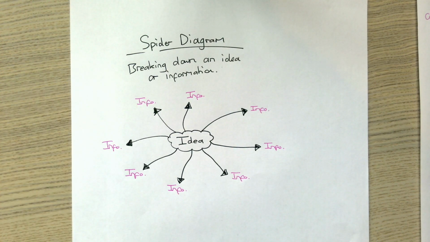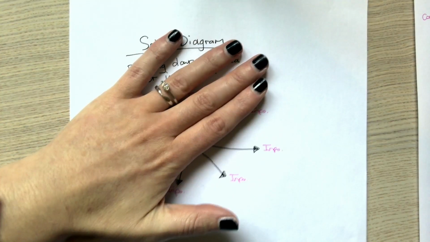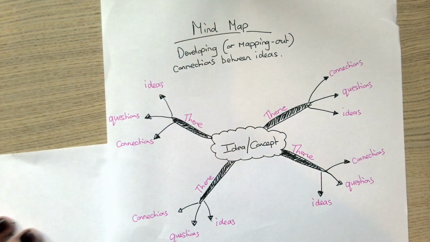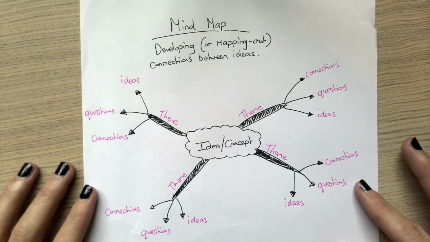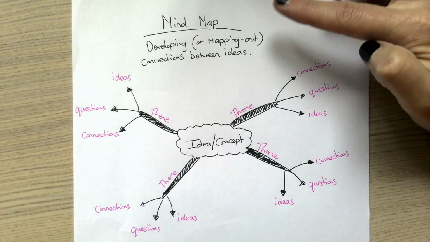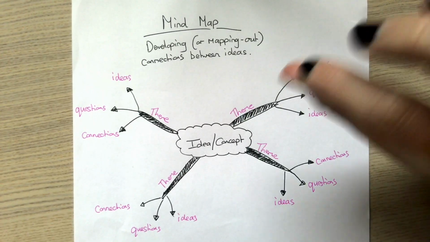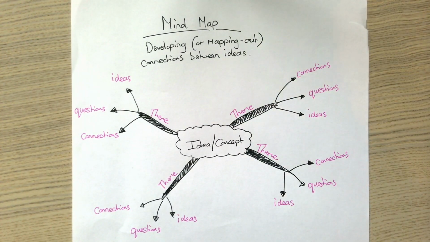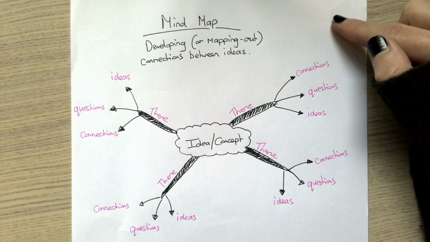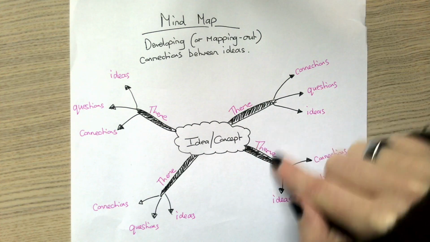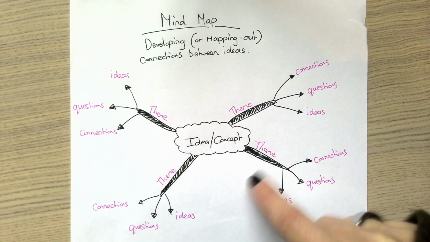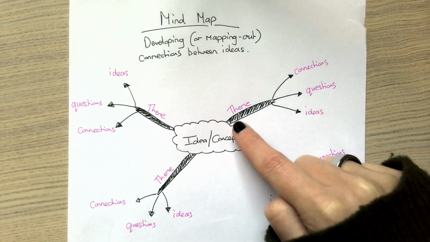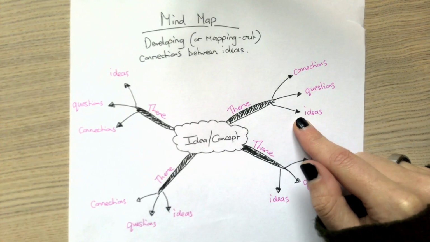However, what we are working on is not a spider diagram. It is a mind map. This is what a mind map might look like. A mind map is different. It develops or maps out connections between ideas. And so in that way, it is a little bit more representative of your brain because your brain makes all of these different connections. So it's not just what do you know, it's not just key information, it's thinking about all the connections between things.